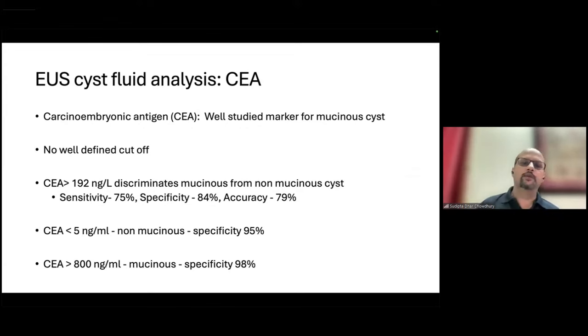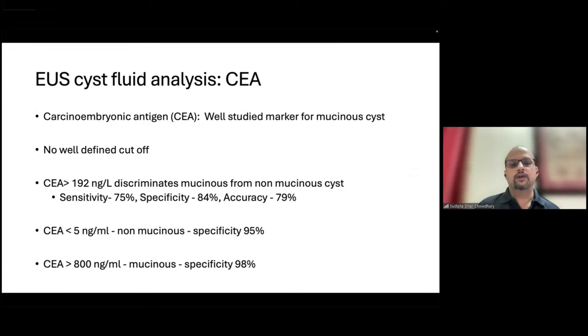Once we aspirate the content, we can send it for multiple analyses, and one of the analyses that we commonly do is the carcinoembryonic antigen, or CEA. Now, there has been no well-defined cutoff, but we know that if CEA is more than 192, it discriminates very well between mucinous and non-mucinous. The sensitivity of this is 75%, and the specificity is 84%.